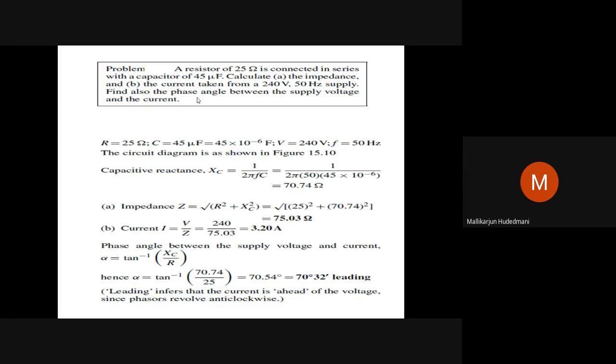We know many methods. Power factor angle is the angle between V and I of the circuit, correct? Then we know power factor of an AC circuit is the ratio R by Z. So cos phi is R by Z. Inverse cos R by Z is the angle. You can do that way, or you can do it very simply like this. Inverse tan function of capacitive reactance divided by resistance gives you the angle directly.